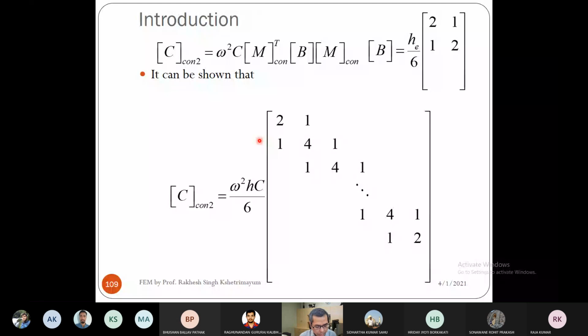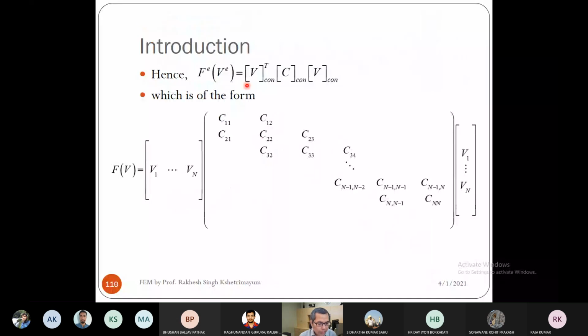I can find out the global coefficient matrix. So finally, the expression for FBE would be B transpose, global coefficient matrix, B connected. When you write this, it will have the general form of this, with diagonal elements and off-diagonal elements, below the diagonal and above the diagonal. This is a tri-diagonal matrix. I have expressed it in a very general form. And you have B1, B2.